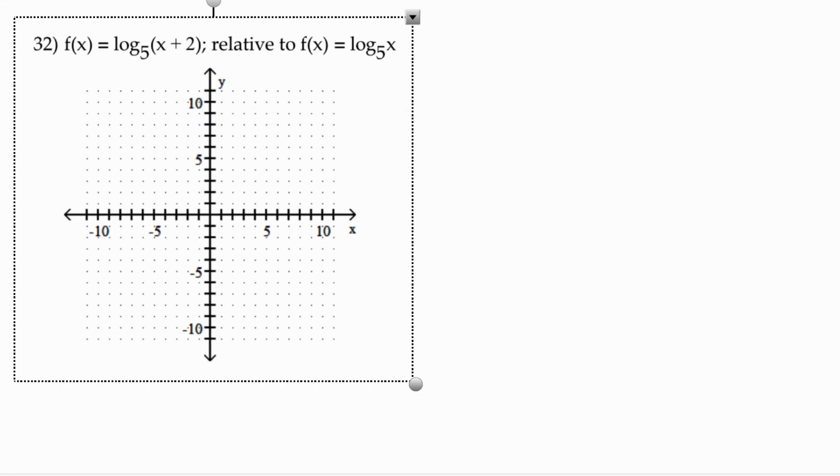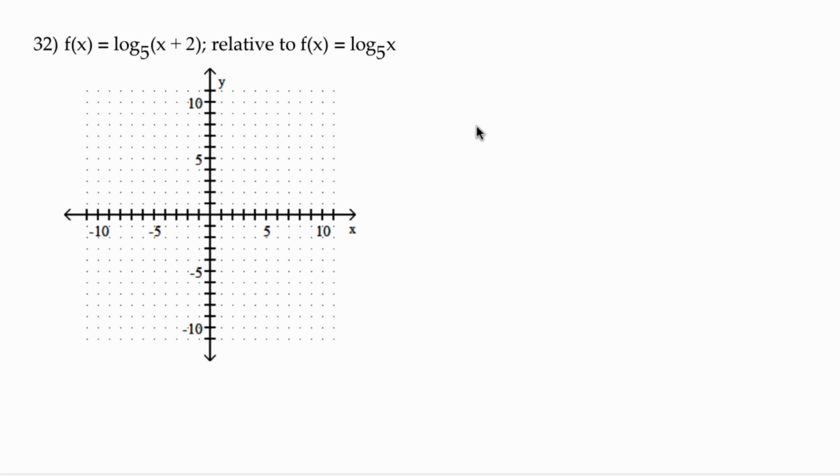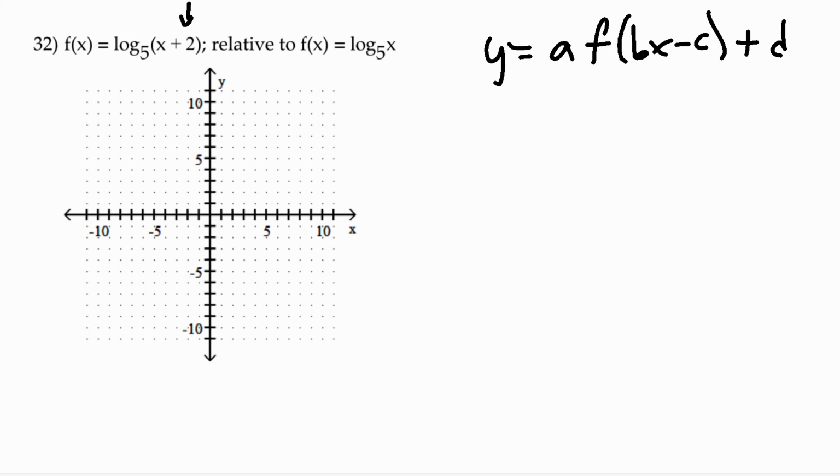Okay, one last question. This one is a transformation type question. So they want you to know what this one looks like relative to this one. Well, knowing all of those transformation things, like you have f of bx minus c plus d, I see that this 2 is in a C spot right there. And so it must be moved 2. Since this is plus, it's backward to what you'd think. So this one is moving left by 2 units.